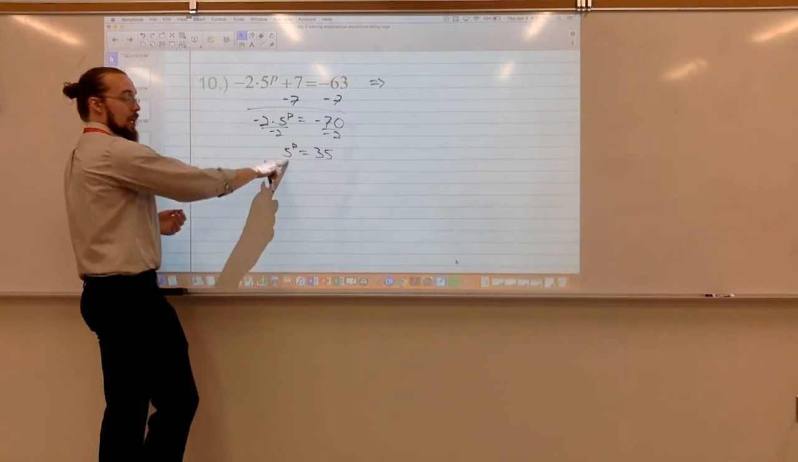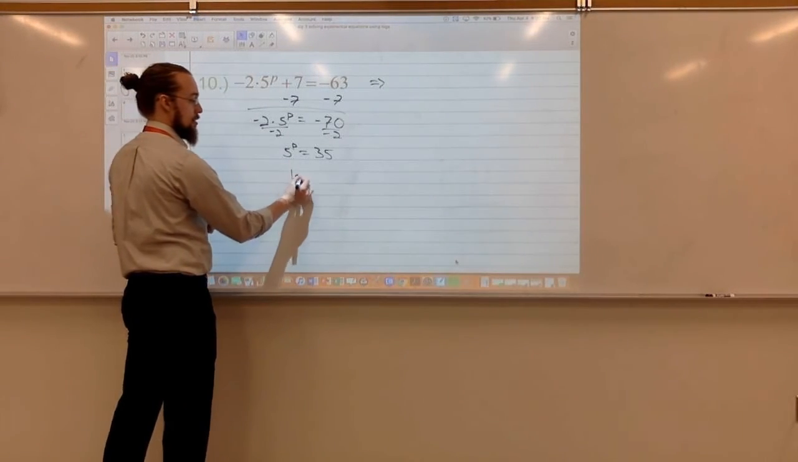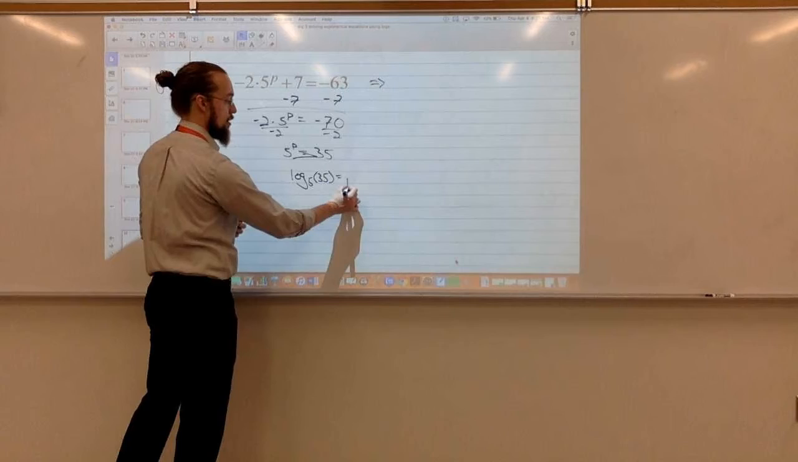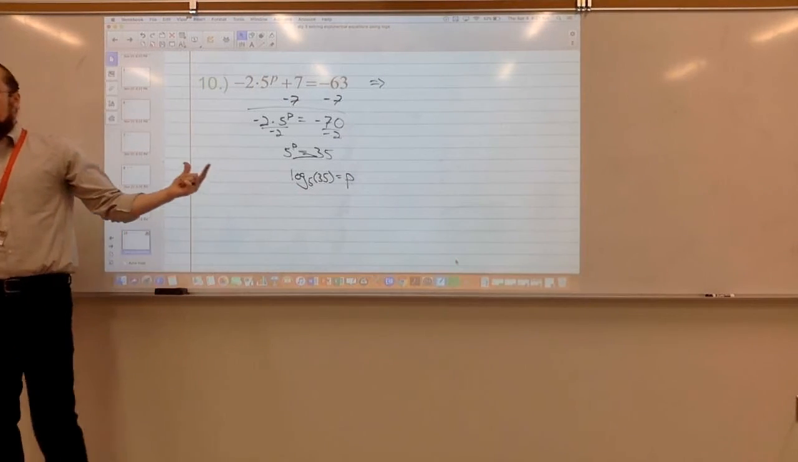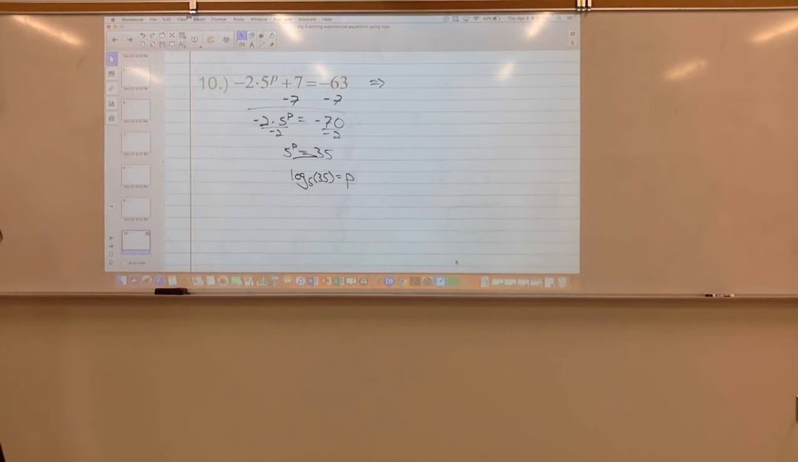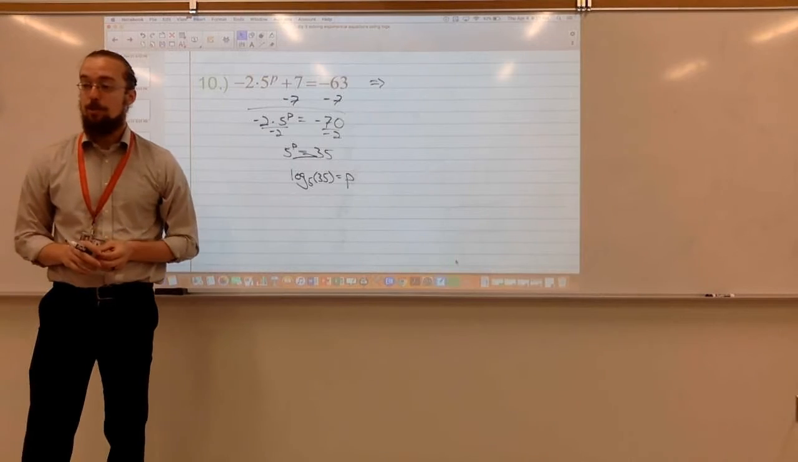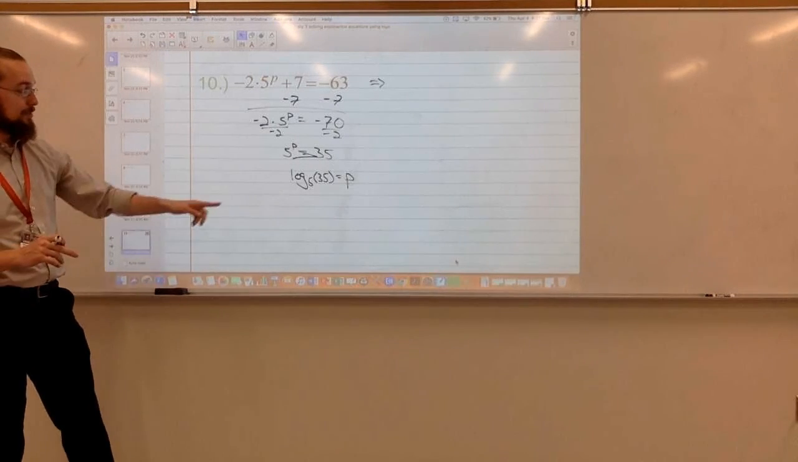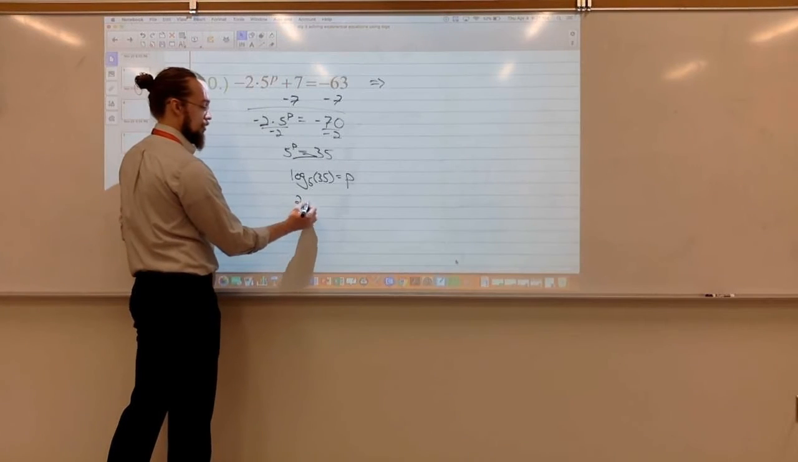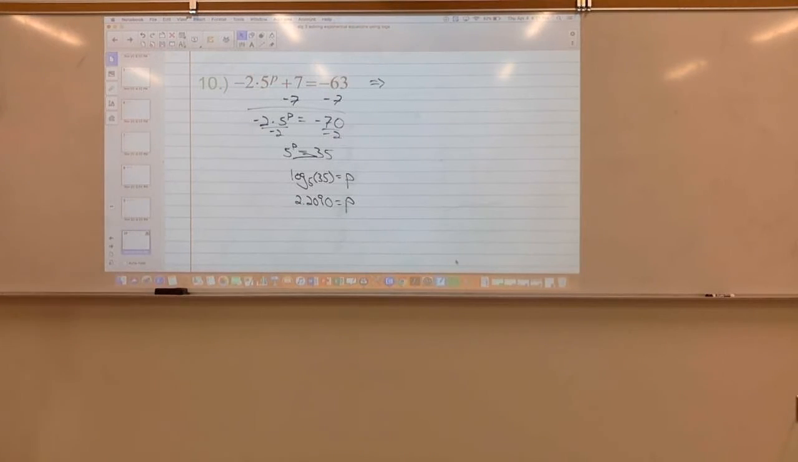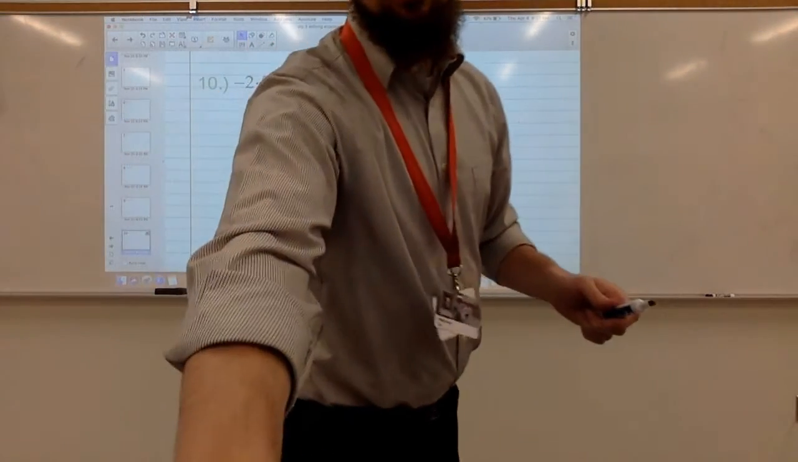So now here we can take the log. So I'll have log base 5 of 35 equals p. This we can just put in the calculator. So what is that? p equals 2.2090. You okay with that one? Alright.